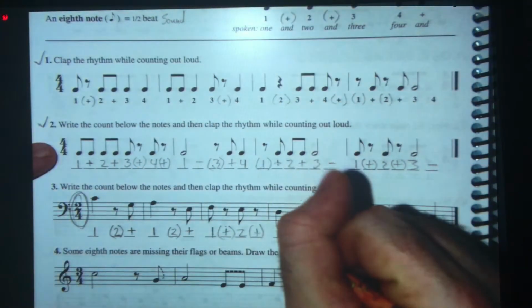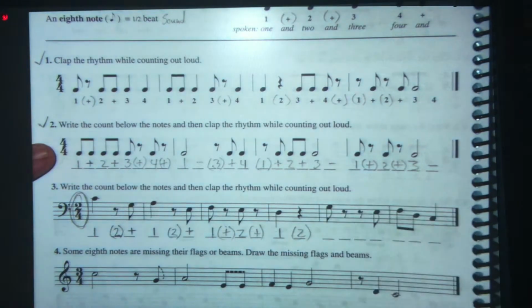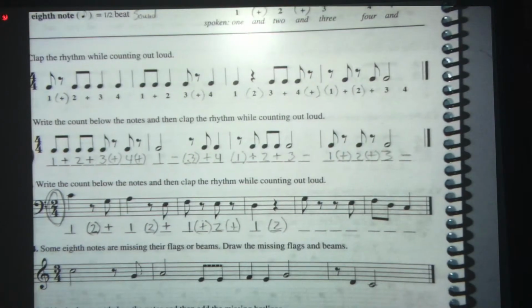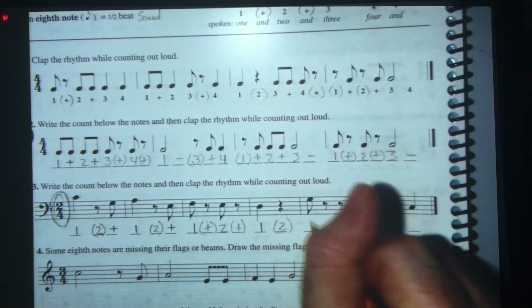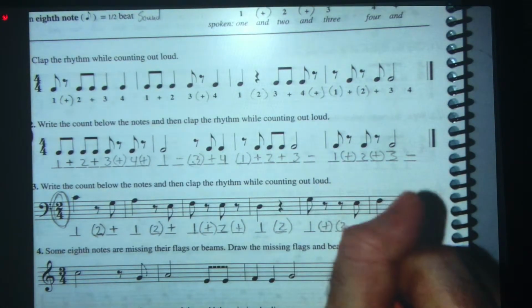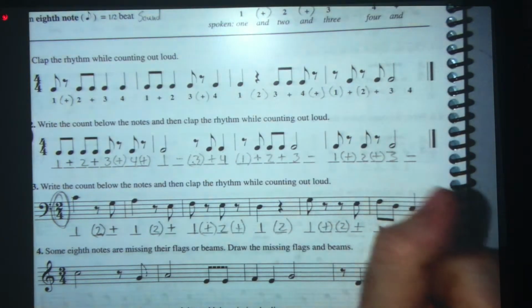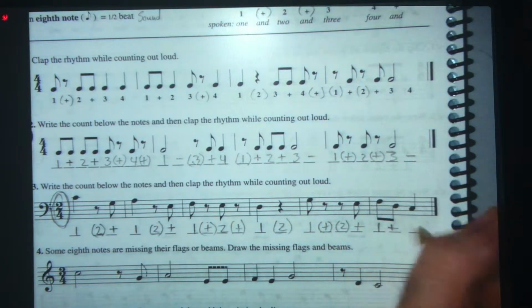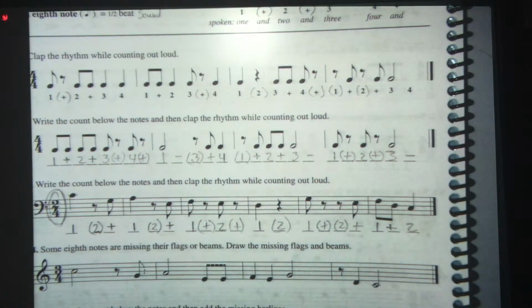Next measure, easy one. 1, 2. Next measure, 1, and now this would be 2, and last measure, 1 and 2. There you go.